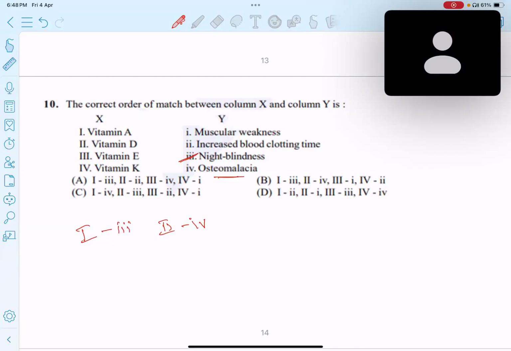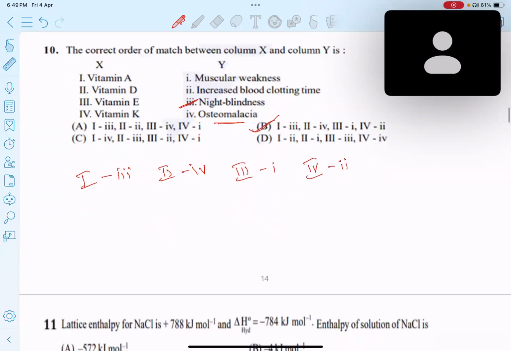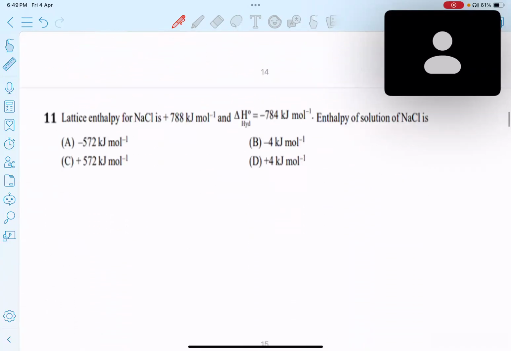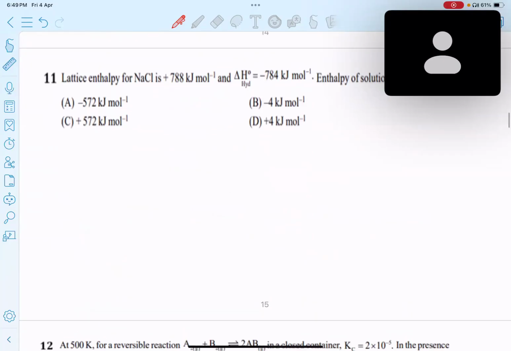Then vitamin E is muscular weakness. So the third one is the first one in column Y. The remaining one is the fourth, vitamin K, which relates to increased blood clotting time. So that is the second one. Therefore, the correct answer is B. So it's also a direct question. Next, let us go to question number 11.